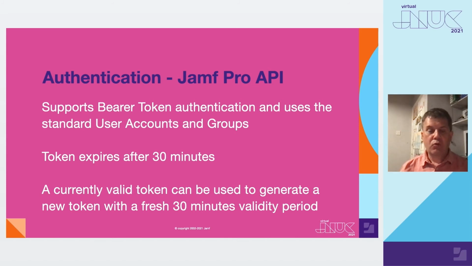The APIs use what's called a bearer token, and these tokens are valid for 30 minutes. Once you get one, you can use it to authenticate to any of the Jamf Pro APIs, as long as that token is valid. However, you can also renew the token. So long as that token is still alive, you can use it to generate a second token that has a refreshed 30-minute validity period. It just means that if you're running long-running tasks where you're using lots of API calls, you don't need to keep re-authenticating. You can keep hold of your token and use that to authenticate.